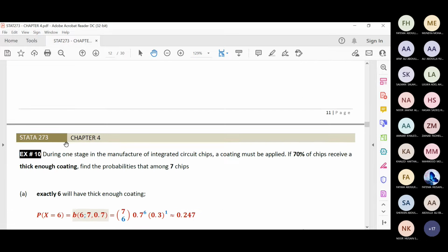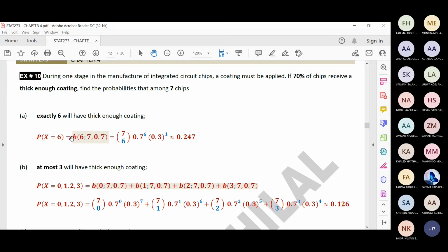Let's have another one now. Question number 10. During one stage in the manufacture of an integrated circuit chip, a coating must be applied. This is just information, the first statement, because I can't see any number in it, so I will not pay attention to it. Let's continue.